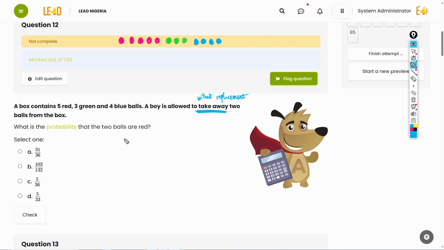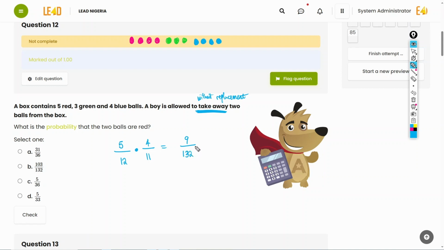Okay, so the probability that the first one is red would be 5 out of, how many balls are there in total now? We have 12, right? So times, remember the first ball we took away was red, right? So the probability that the second one is also red would be, now we have just 4 red balls left out of 11. So we're looking at 5 out of 12 times 4 out of 11, and 12 times 11 is 132.